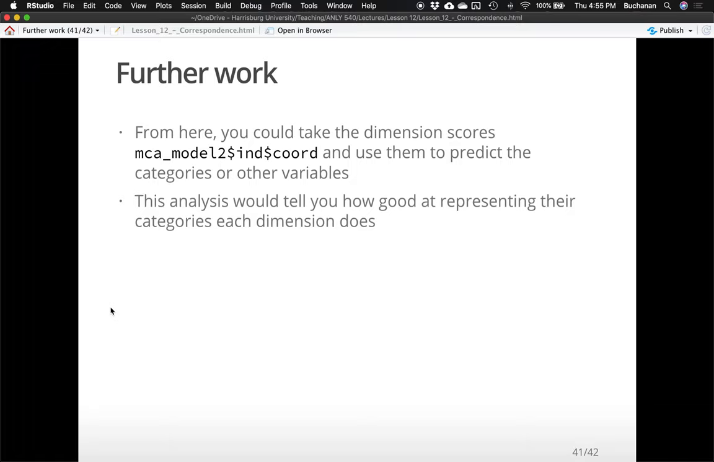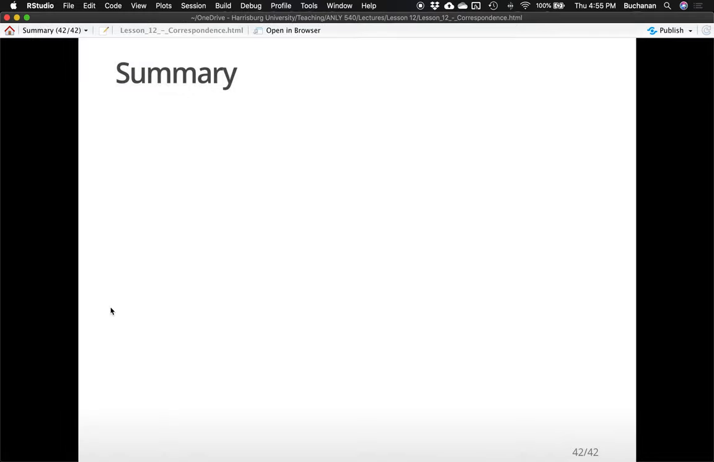It would tell me how well each dimension does at representing the categories. Oh, okay, so it would tell me the dimension's usefulness at representing each category. And then within that, each variable's usefulness within the dimension.